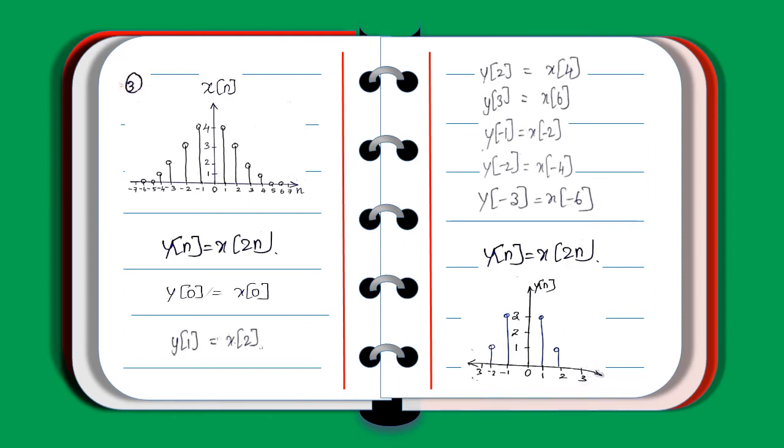Is this a compressed version or elongated version? We already know that when the scaling factor a is greater than 1, we get a compressed version.